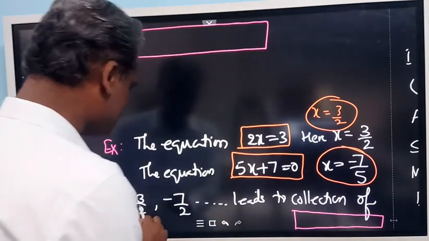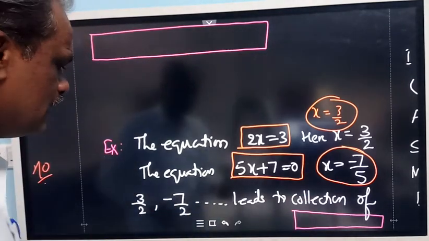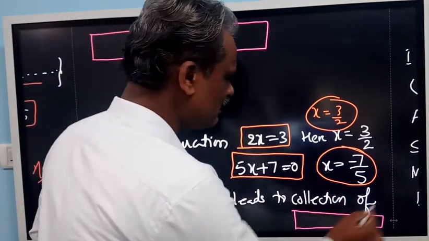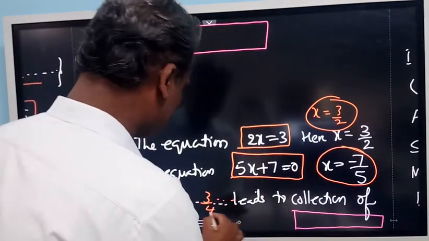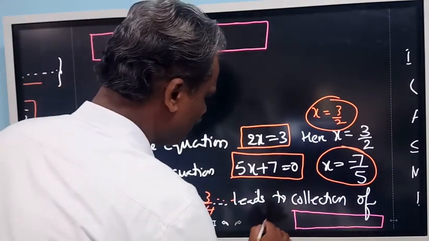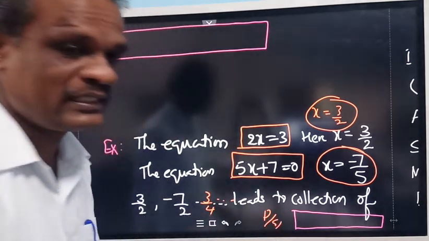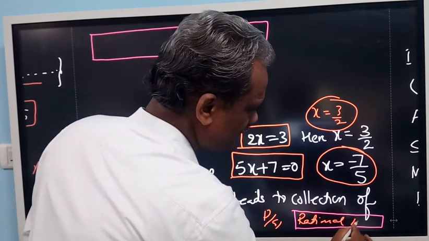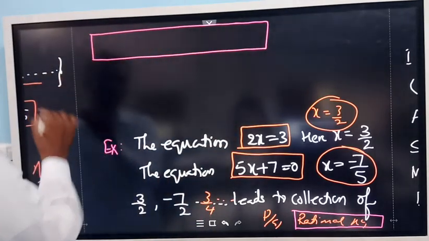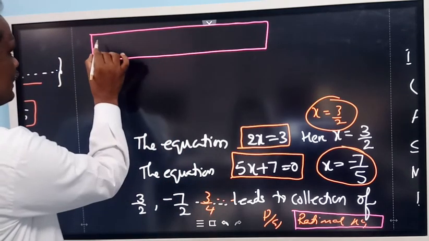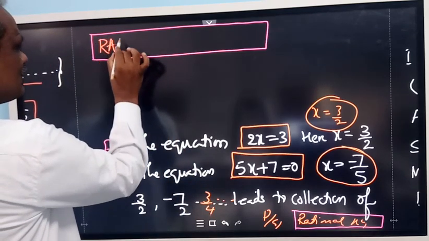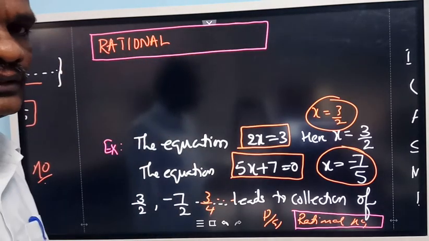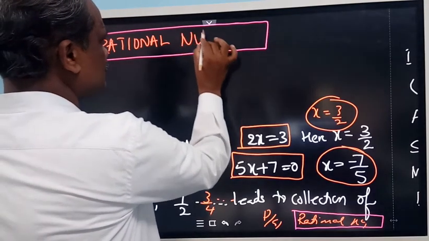So these types of numbers, 3 by 2, minus 7 by 2 or 3 by 4, lead to a collection of numbers which are in the form of p by q, that means numerator and denominator. Such numbers are called rational numbers. This type of number leads to the discovery of another type of number called rational numbers. This is the number we are going to learn in this chapter, rational numbers.